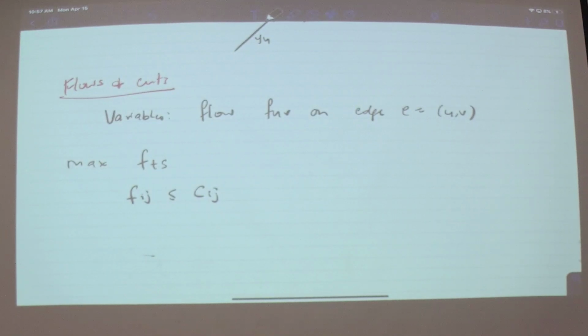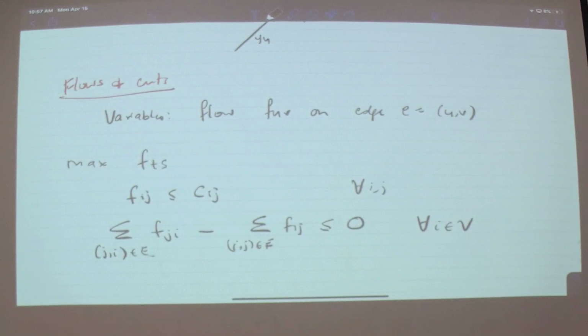In other words, we're going to say something like this. The summation over all j comma I belonging to E of flow ji, so this is the flow coming into a vertex I, minus the flow coming out, is less than or equal to 0, for all I.